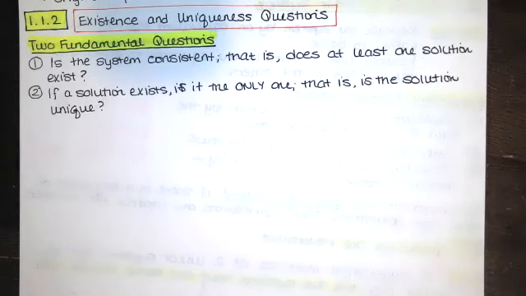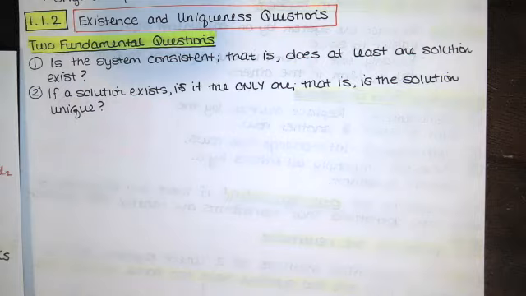At the end of the last video, we saw an example problem in which the system had no solution. That raises two questions. If we have a linear system, or a system of linear equations, one thing we might be interested in is whether or not the system is consistent. Or in other words, does it have at least one solution? And then we might also be interested in this question: if a solution exists, is it the only solution? Or in other words, is that solution unique?